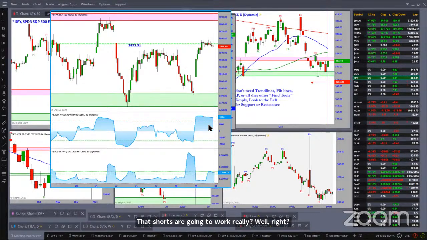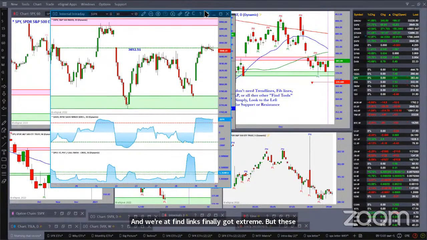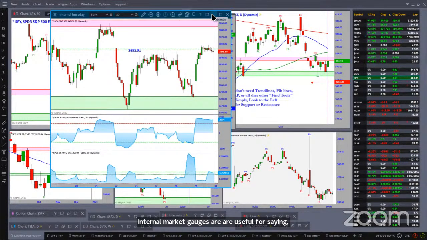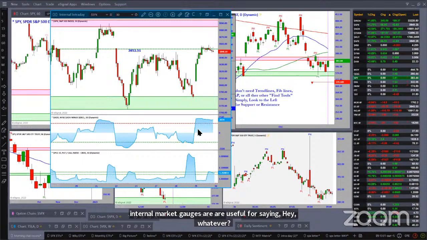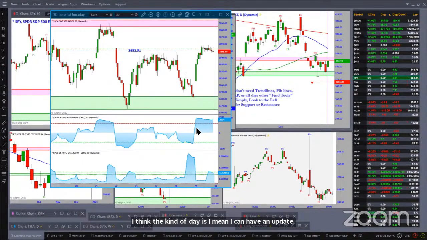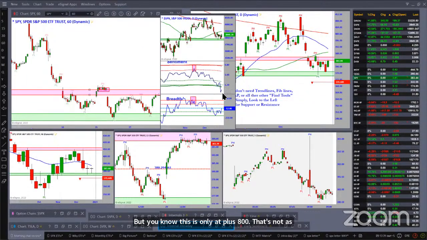So internal market gauges are useful to measure the day, whereas the prior day was pretty darn negative, and it wasn't down at minus 2,000 like this one was, right, where things finally got extreme. But these internal market gauges are useful for saying, hey, whatever I think the kind of day is, I can have an up day, but this is only at plus 800. It's not as strong as this day was. So they're useful for that. So as far as internals go, they're cooked here. We're going into the end of the year.